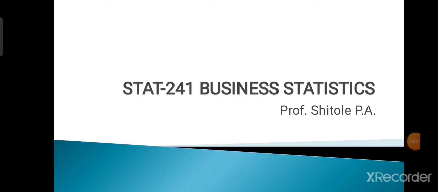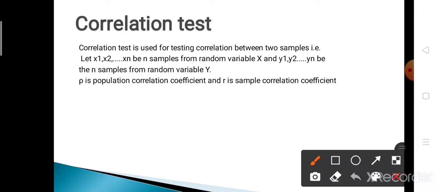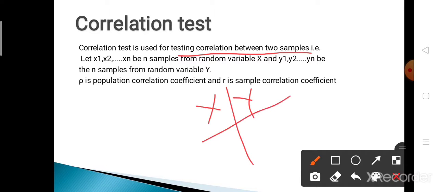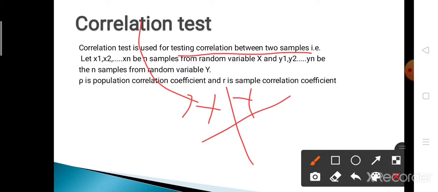Everyone, today we are going to learn the next test in testing of hypothesis. Name is correlation test. The correlation test is used for testing the correlation between the two variables, that is two samples. Suppose we are given the two variables x and y, then this correlation test is used to test whether the correlation exists between the two variables or not.